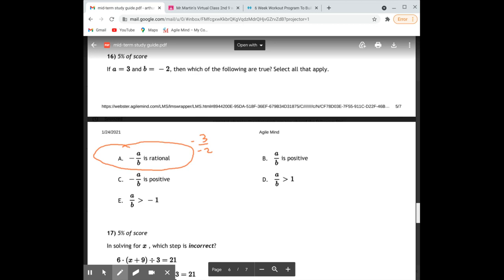D. All right, let's take a look at it. D or C? I'm not sure. Could you help her out? Like, solve it? Well, which one would be true? She said maybe D or C. So we're putting in a 3 for A and a negative 2 for B in every one of these situations.